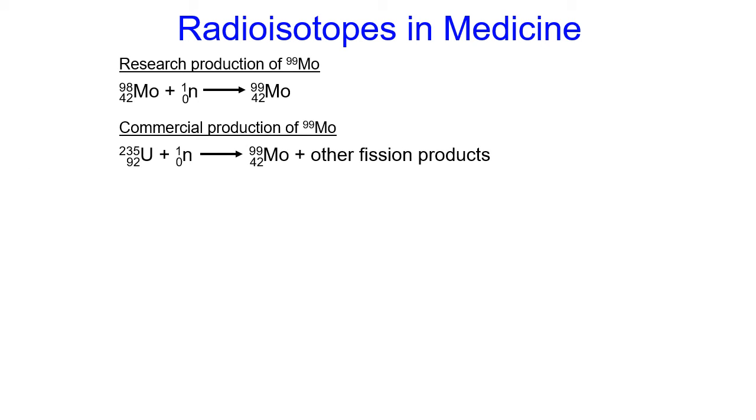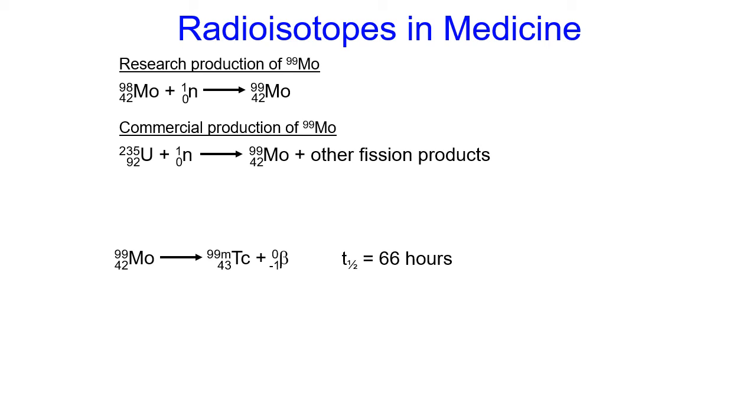Radioisotopes are also used in medicine. For example, from an isotope of molybdenum that is produced in a nuclear reactor, you can make molybdenum-99, and then you can make technetium.